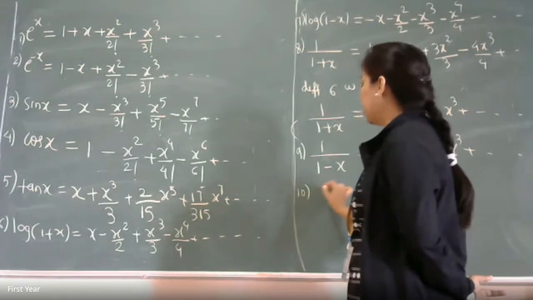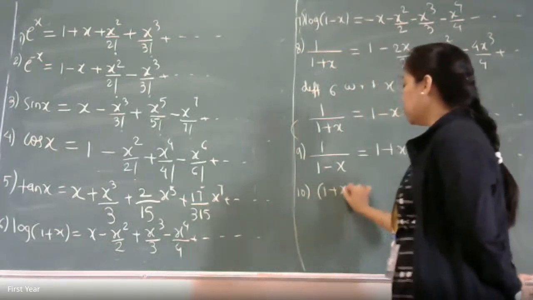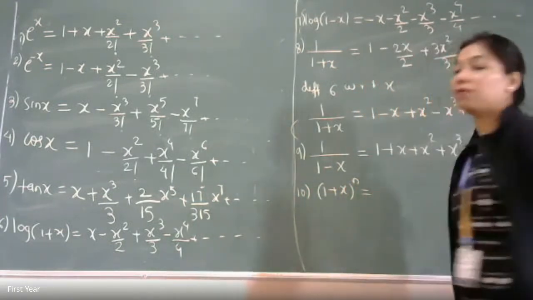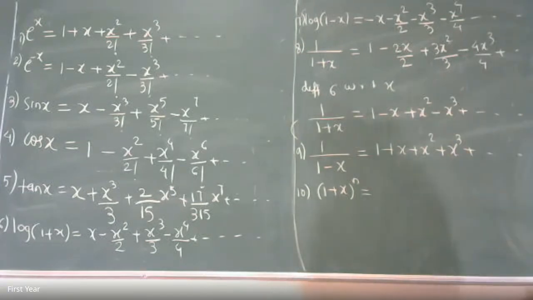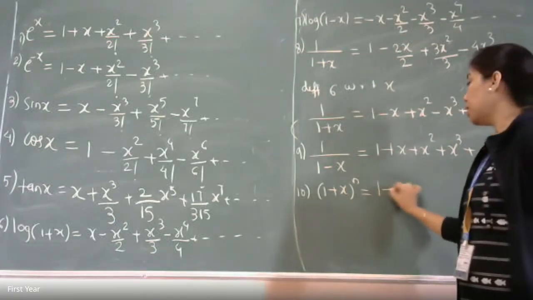And then finally take this binomial expansion, 1 plus x raised to n. This we have already told you, or you can also check by Maclaurin's. It turns out to be 1 plus nx plus n into n minus 1.